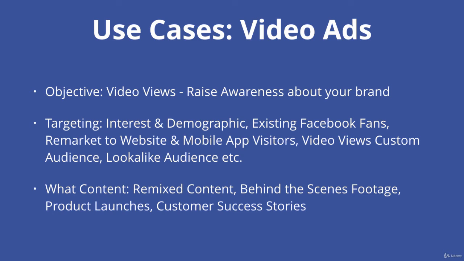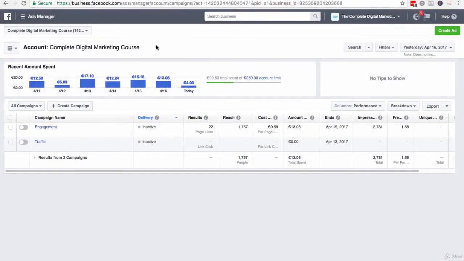You can also use behind the scenes footage, stuff that would help your product launch, raise awareness, updates on how your product launch is going. You can use customer success stories. So really there is a huge amount of variety in the types of content that you can use. Now that you understand the use cases, let's have a look at how you can create a video views campaign.